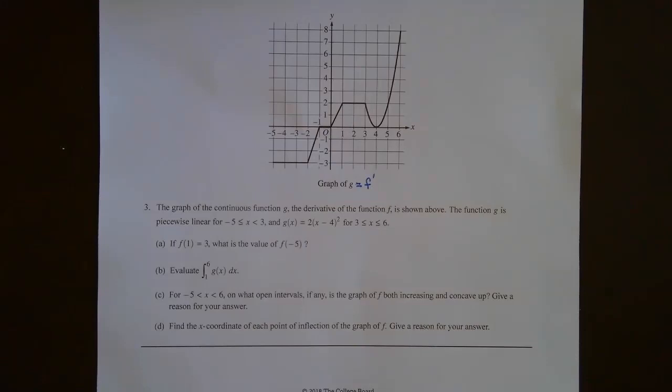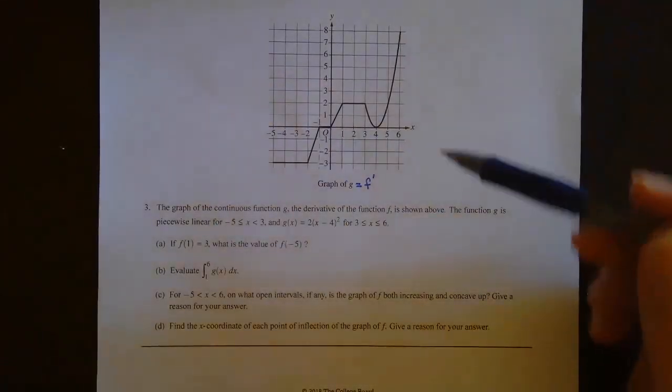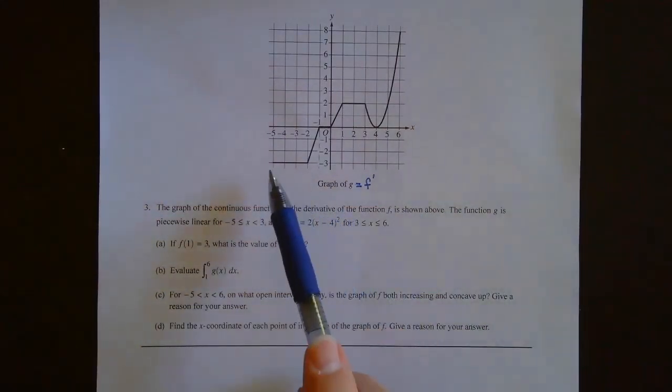Give a reason for your answer. Okay, so points of inflection are going to happen where f double prime changes signs. Well, we're given the graph of f prime, so we can tell the signs of f double prime by looking at f prime and see where it's changing from increasing to decreasing or decreasing to increasing, okay? And wherever that happens, that means f double prime would be changing signs, which would mean you have a point of inflection, okay? All right, so if you look, where does this happen?